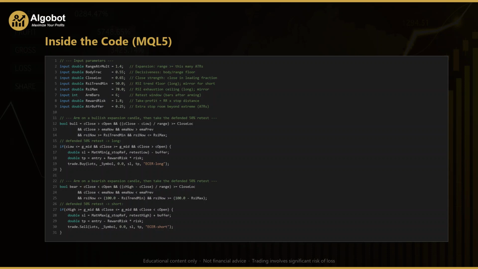Now the long side. The Boolean called bull checks that the just closed candle is bullish, that its close sits in the leading fraction of the range, that the close is above a rising exponential moving average, and that the relative strength index is between 50 and 78. Once armed, the defended retest condition checks that the low dipped to the stored midpoint, that the close came back above it, and that the body is bullish. When that is true, the code computes the stop as the lower of the impulse and retest lows minus the buffer, sets the take profit at the reward to risk multiple of that distance, and calls trade.buy.